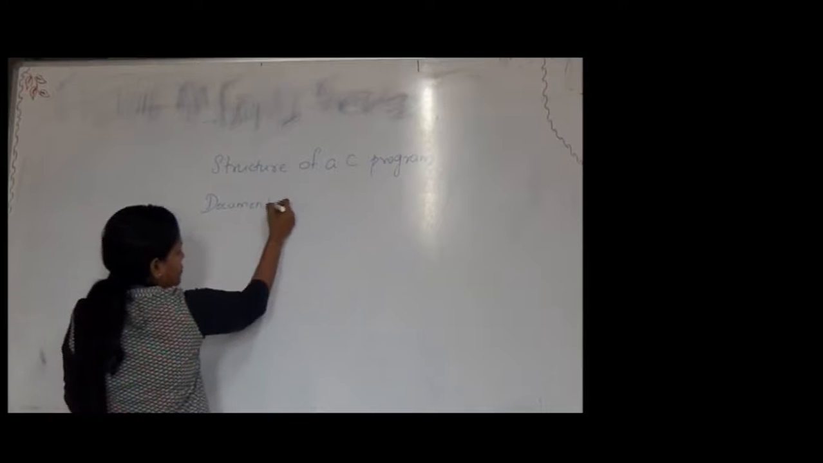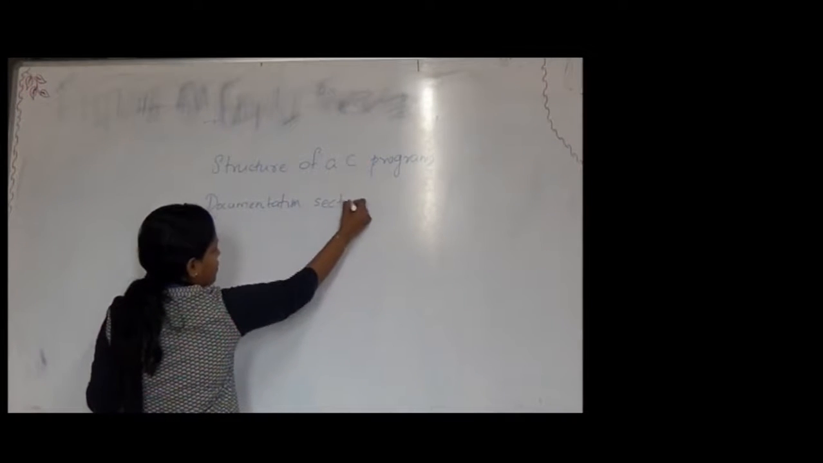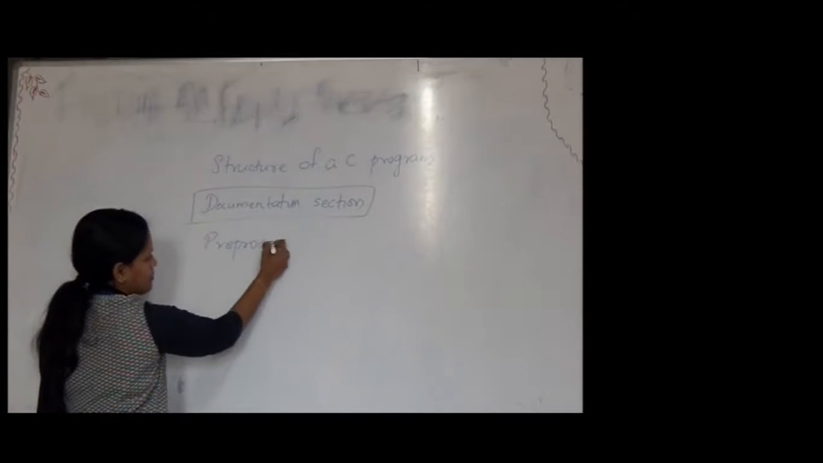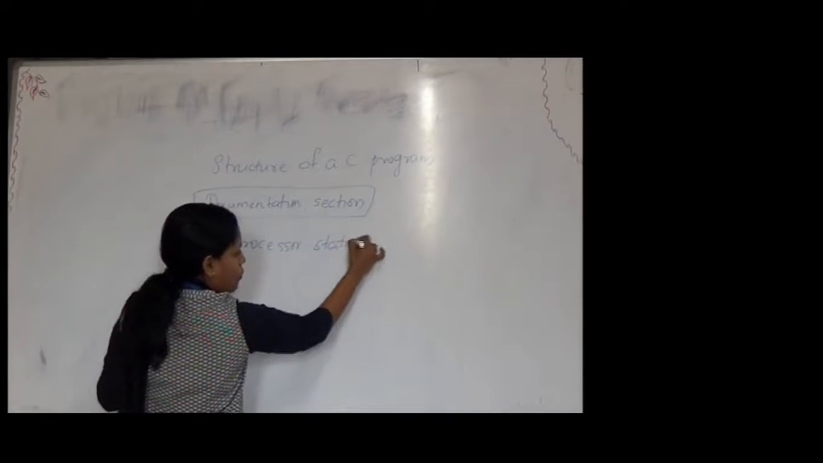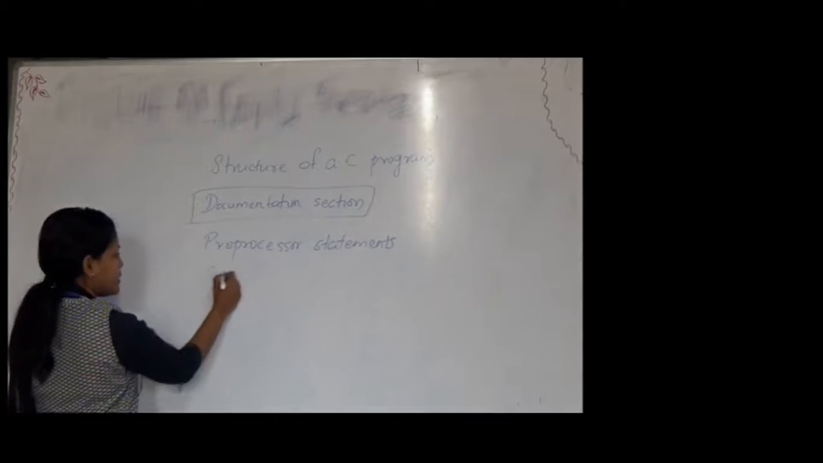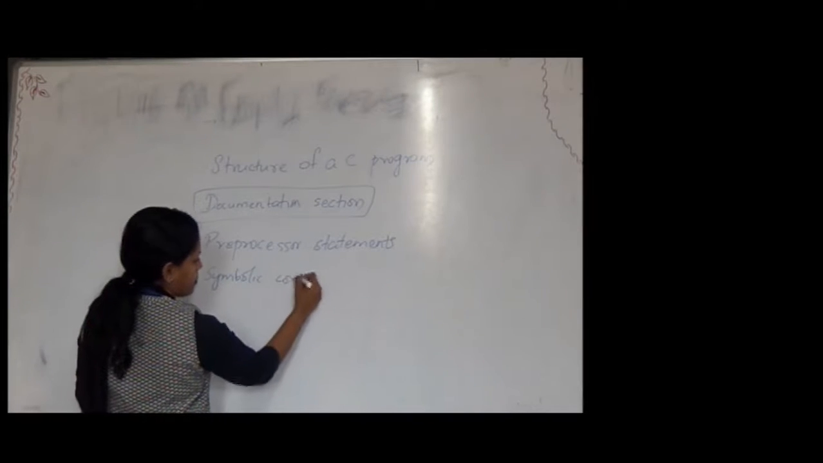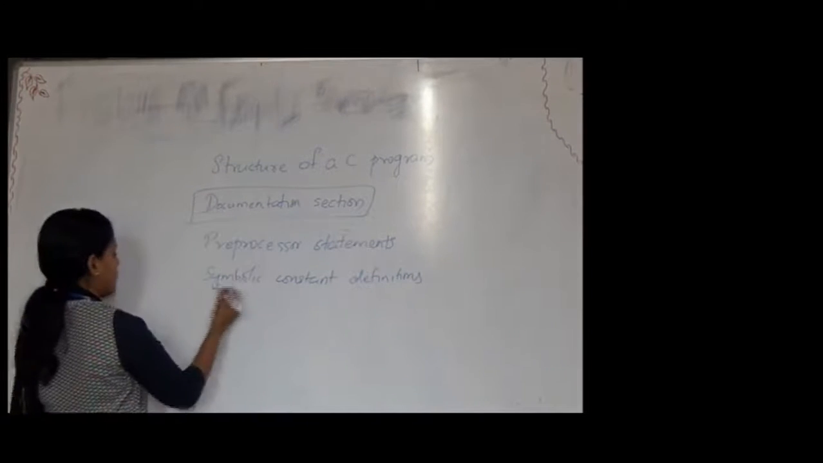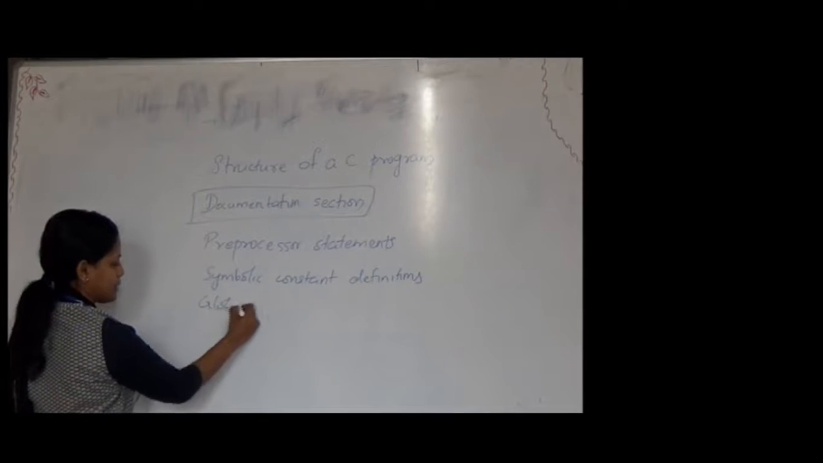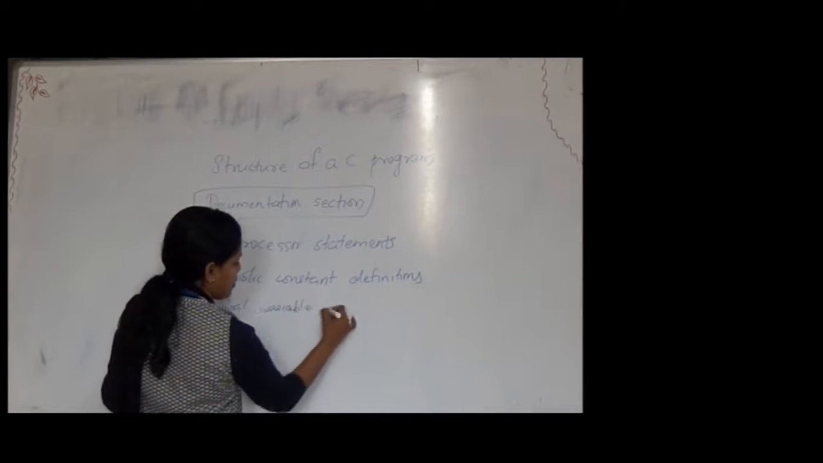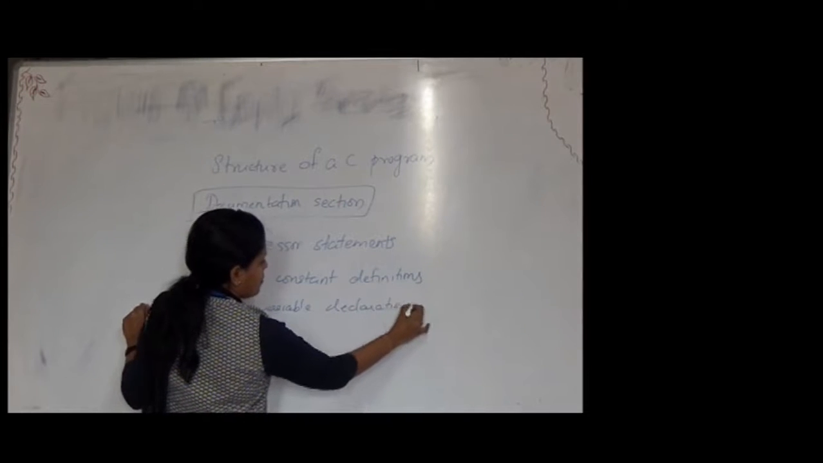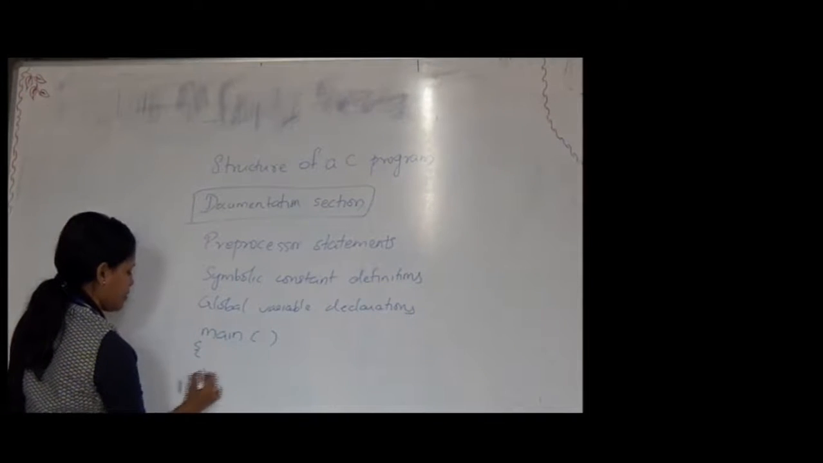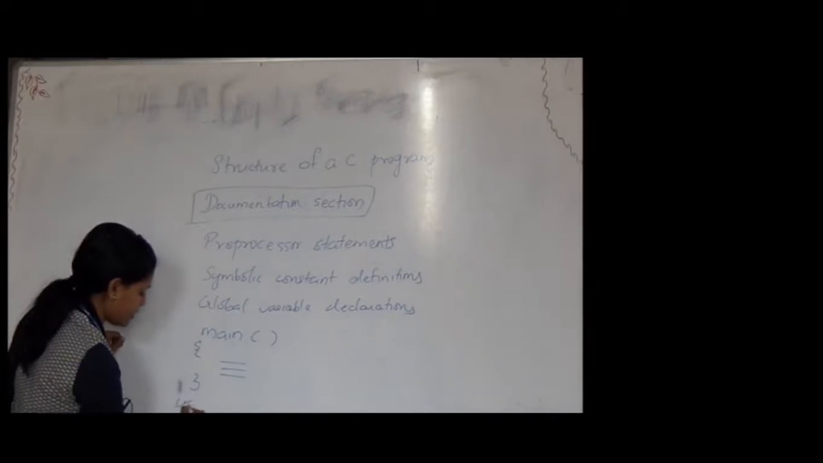The structure begins with the documentation section, followed by the preprocessor statements, followed by symbolic constant definitions, followed by global variable declarations, which is again followed by the main function, followed by the user defined functions.